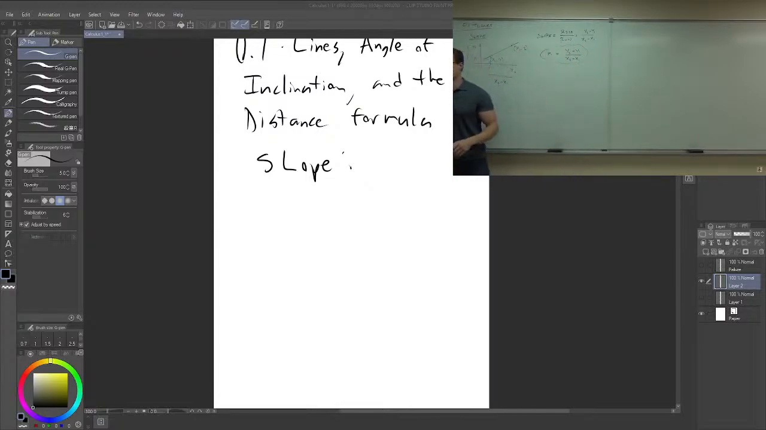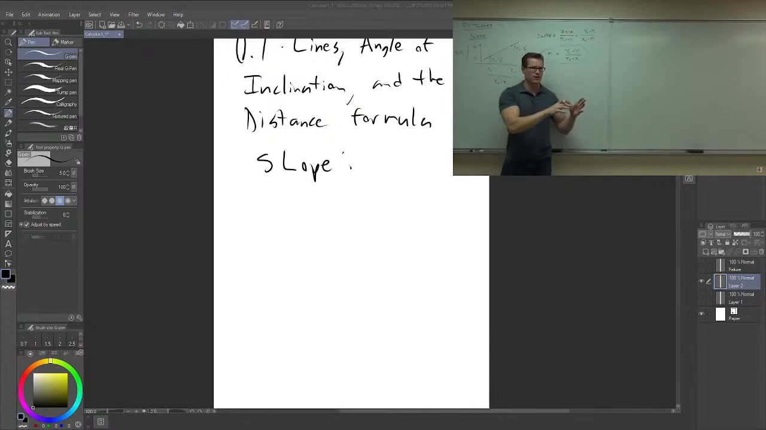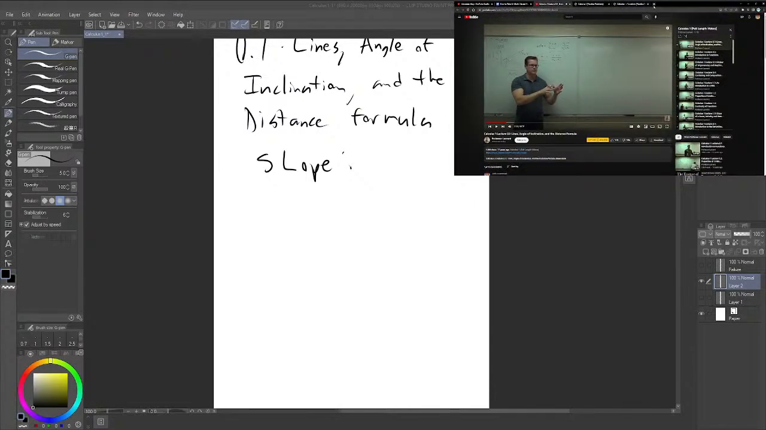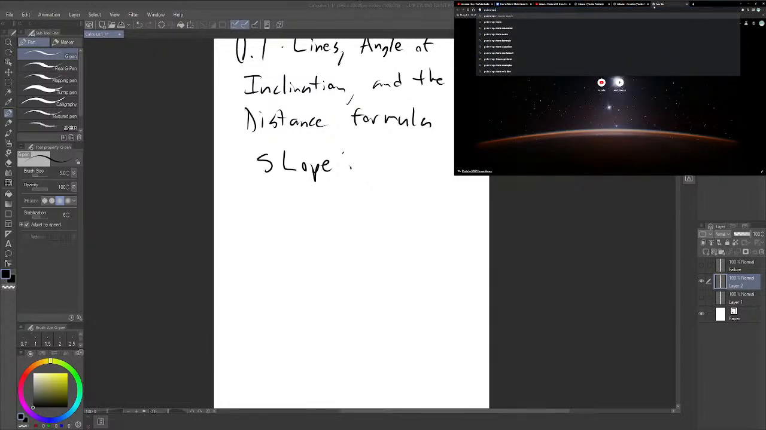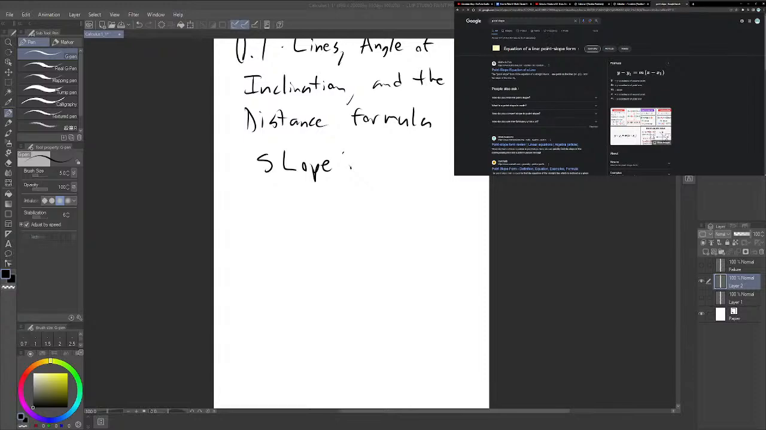Which is kind of, you've seen it before, right? You've probably seen it. Have you seen it invented before like this? I'm gonna look it up. It is point slope.